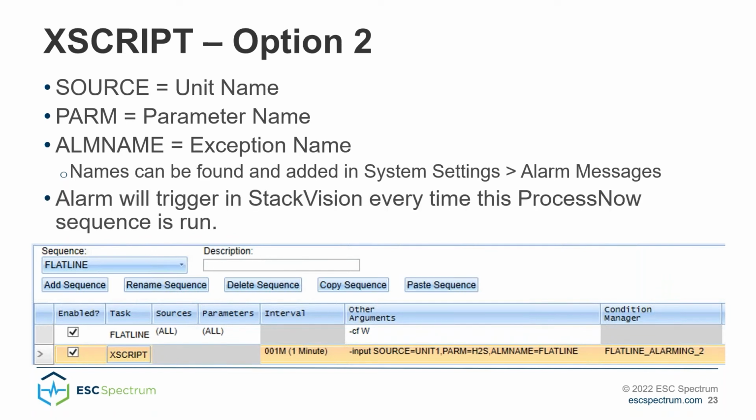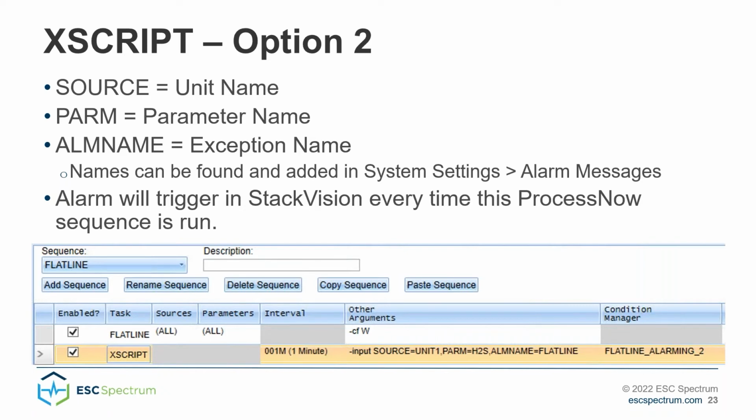And this alarm will trigger in StackVision every time this ProcessNow sequence is run. Unlike the other one, which just sets a bit that can then be used in a separate alarm that would only stay true until the flatline is over. This one will alarm every time the ProcessNow sequence is run. So if you're only running this flatline tool hourly, this is probably fine. You would just get an alarm every hour until the issue is resolved.